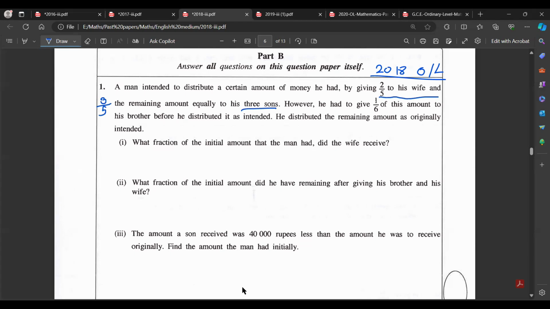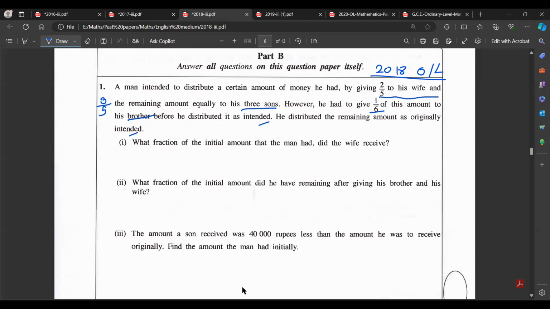Okay. But however, he had to give 1 over 6 of the amount to the brother before his distribution as intended. He distributed the remaining amount as originally intended. If he gives 1 over 6 to the brother, if they are having 6 parts, now you have to think with the 6 parts. 1 over 6 given to the brother, so remaining is 5 over 6. After that you have to think of the distribution like that, okay?